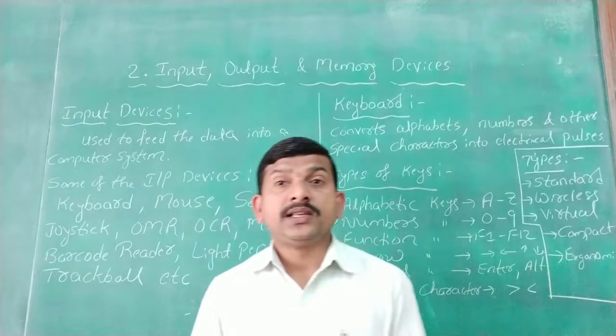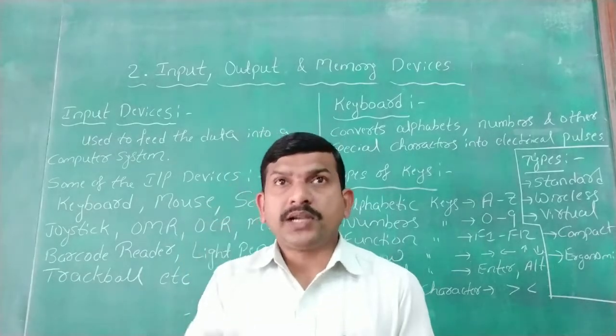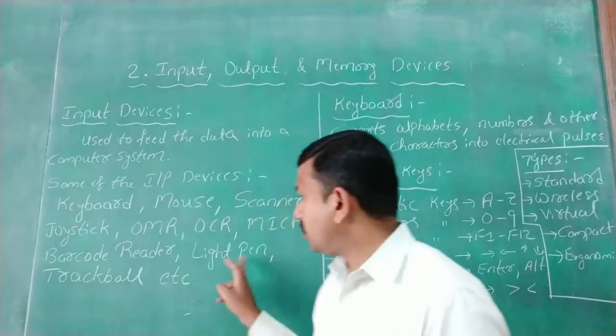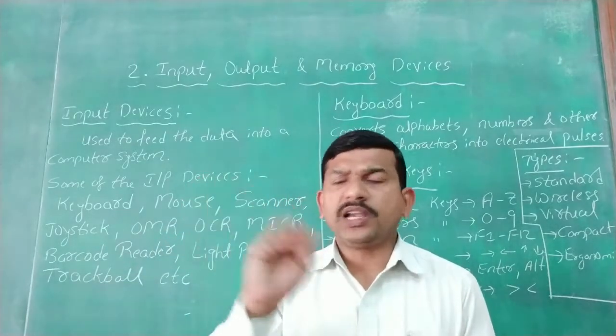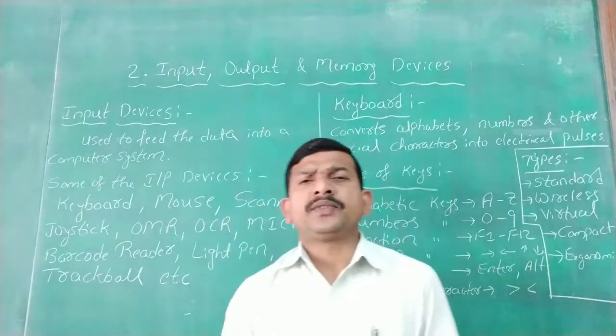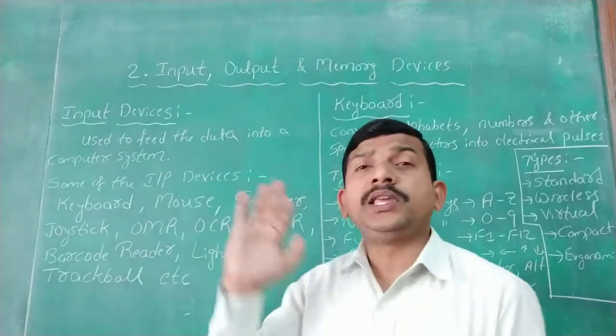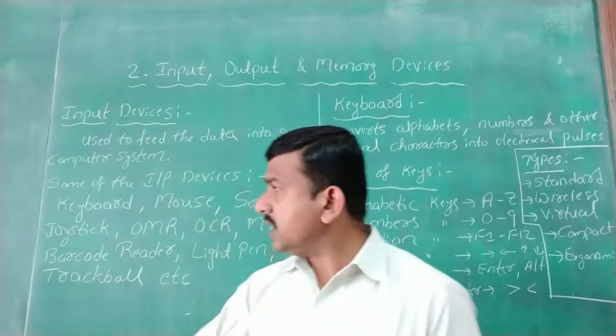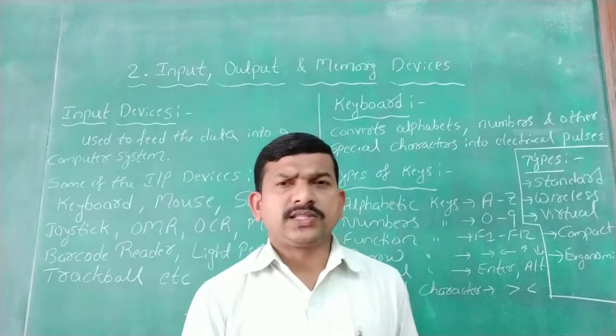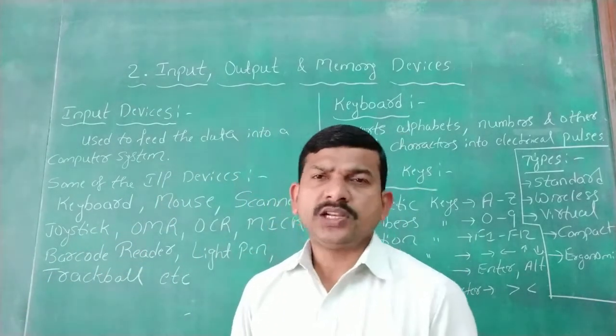Then a light pen. It looks similar to a pen, but it produces some light. So that is also an input device. Then track ball. Track ball is similar to one small device. Etc. So these are some of the input devices we are using nowadays, right? These are the few commonly used input devices.